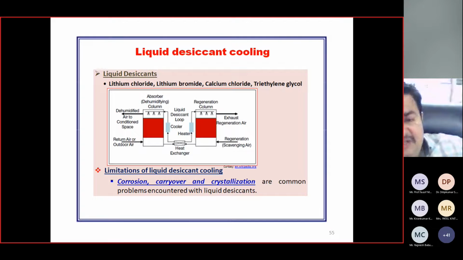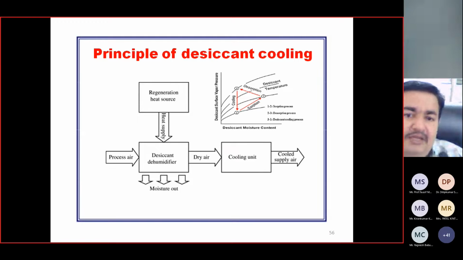Another one is crystallization. Sometimes during low temperature conditions, the desiccant crystallizes and can get stuck internally in the tower column and needs to be replaced. So this type of liquid desiccant cooling encounters this type of problem. So we have another option, called solid desiccant cooling.